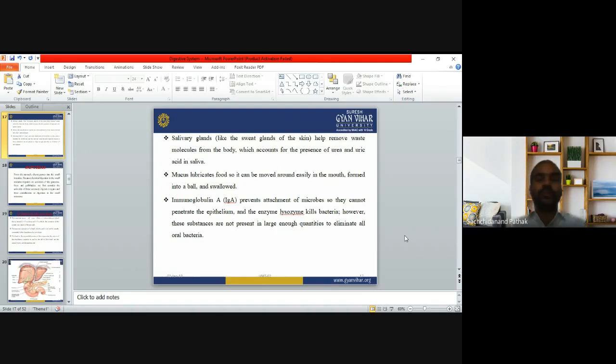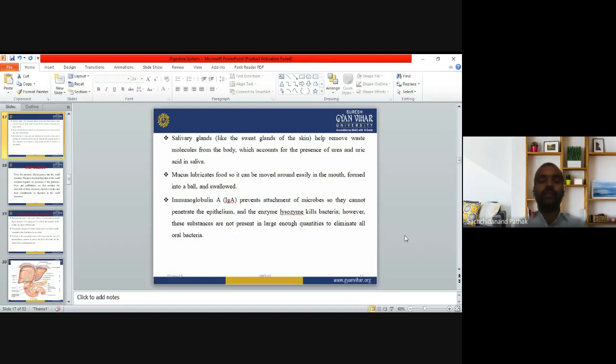Mucus lubricates the food so it can be moved around easily in the mouth, formed into a ball and swallowed. Immunoglobulin A prevents the attachment of microbes so that they cannot penetrate the epithelium, and the enzyme lysozyme kills bacteria. However, these substances are not present in large enough quantities to eliminate all oral bacteria. Now, there is one interesting thing in all the salivary glands: the secretion of immunoglobulin A is also present in their secretion. These are antibodies. They prevent the attachment of microbes, so they cannot penetrate the epithelium.